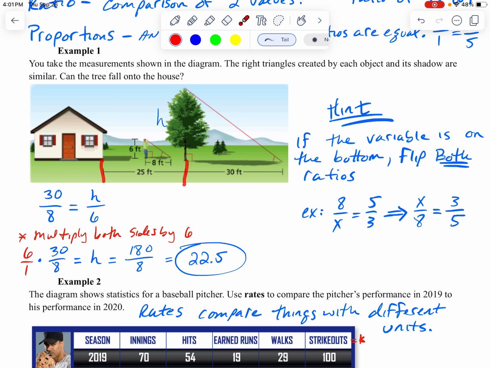Well, the tree is 25 feet from the house, so we are safe. It should not hit the house if it falls over. Here's a big key to doing problems like this.